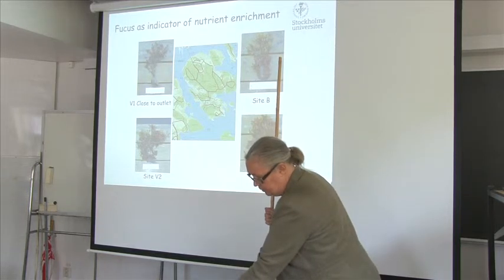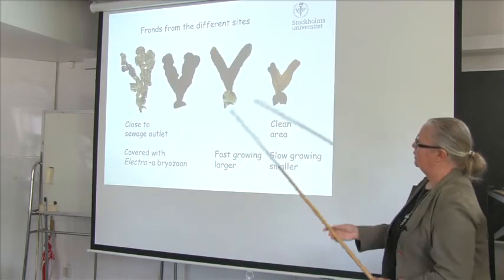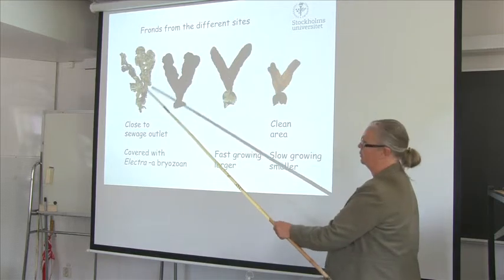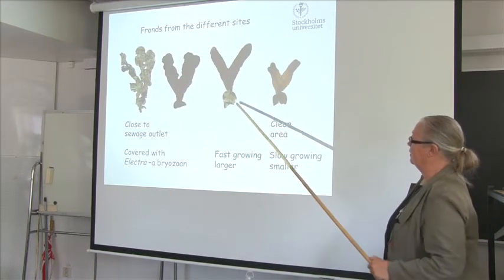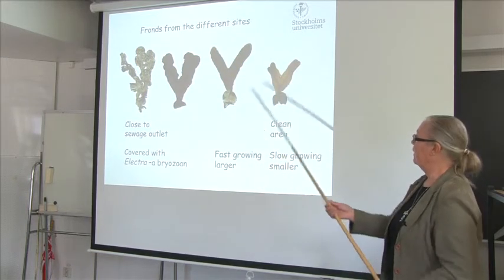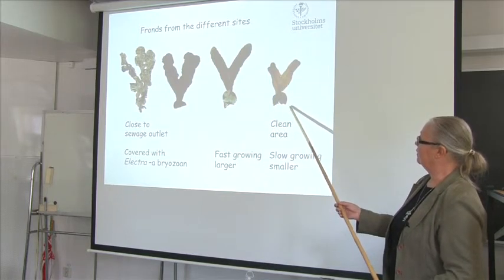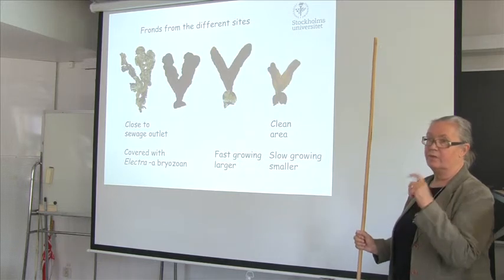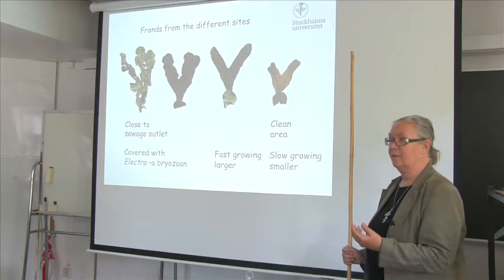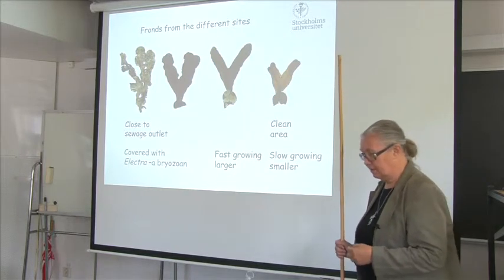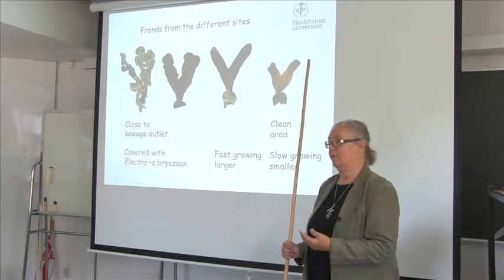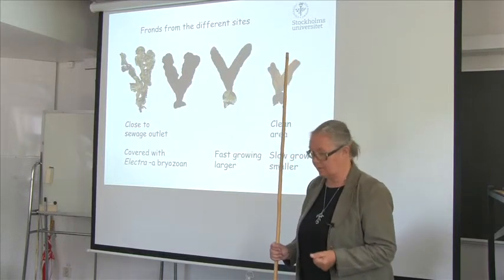And after a summer, we collected them, and the ones close to the sewage outlet were really covered with Electra, a bryozoan. And then we had a gradient with the fastest and largest growing individuals a bit away from the outlet, and in the Aske area, they were quite small and clean and fresh looking. So this kind of transplantation experiment and testing the quality of the environment has been done for areas like Trusa, and you can also do it for testing uptake of heavy metals, because they are very good at taking up heavy metals.